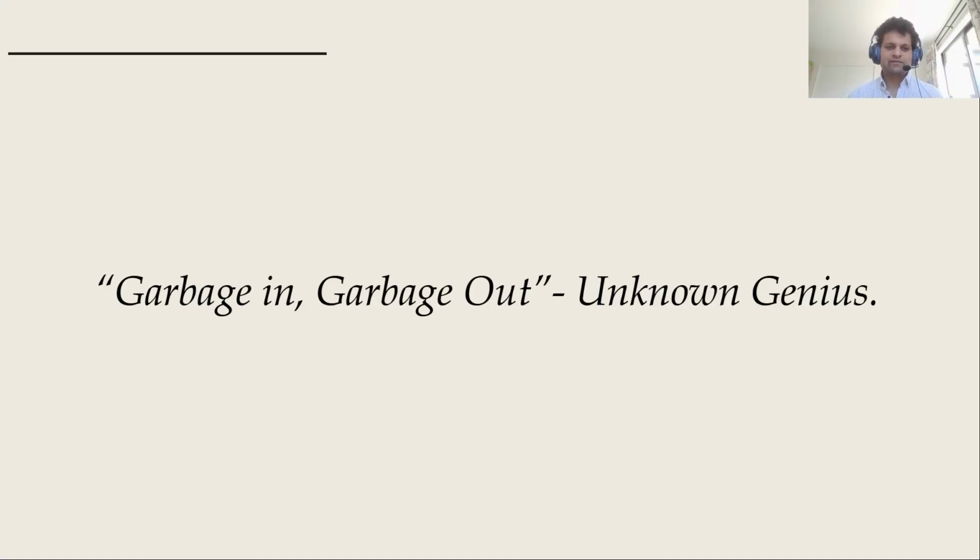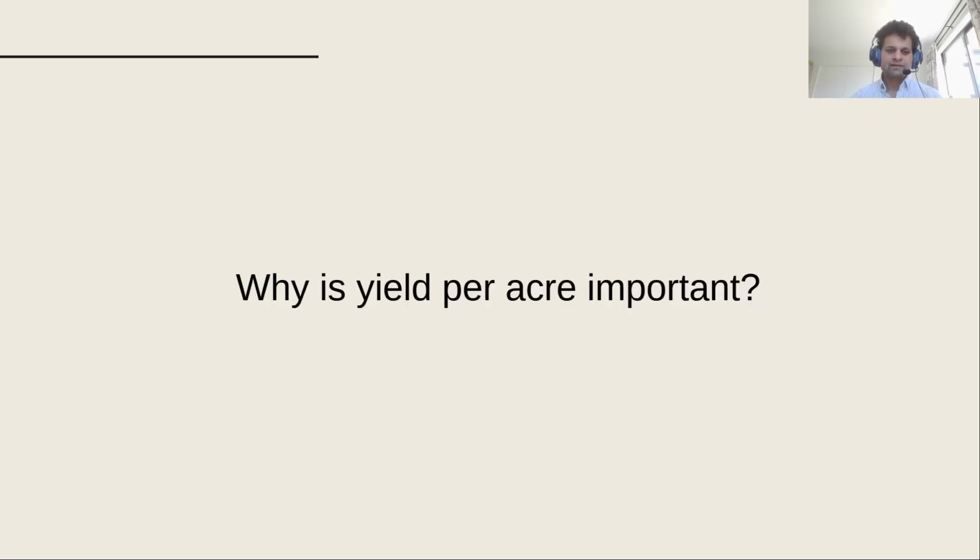There's a very famous saying, garbage in, garbage out. I have no idea who coined this saying, but he must have been a genius, because that's precisely what happened with British statistics in India. They were based on completely wrong, or you can say garbage, assumptions, and thus their output was also garbage. So why is the yield per acre important?